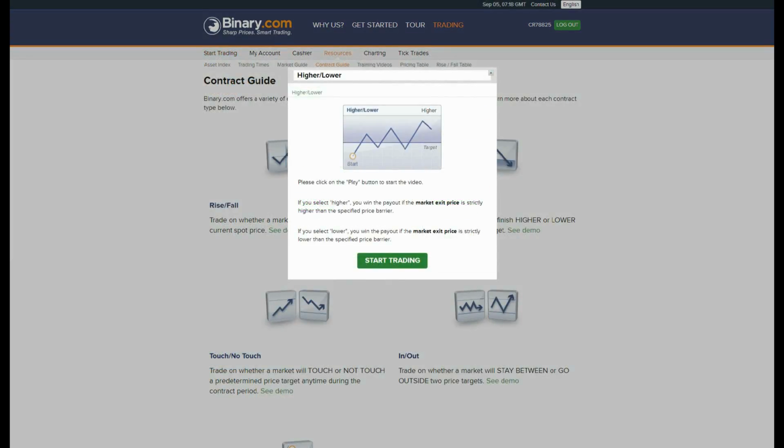If you select higher, you win the payout if the market exit price is higher than the specified price barrier, and if you select lower, you will win if the exit price is strictly lower than the specified price barrier.